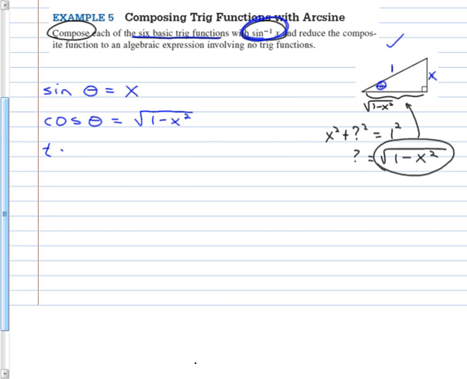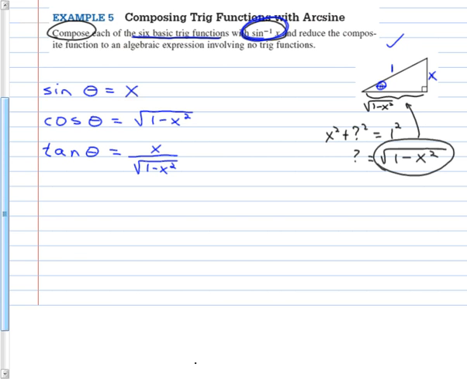What is the tangent of this angle? Opposite, x, over the square root of 1 minus x squared. There you go. Not going to rationalize it. Just going to leave it right there. You could, but just leave it right there.